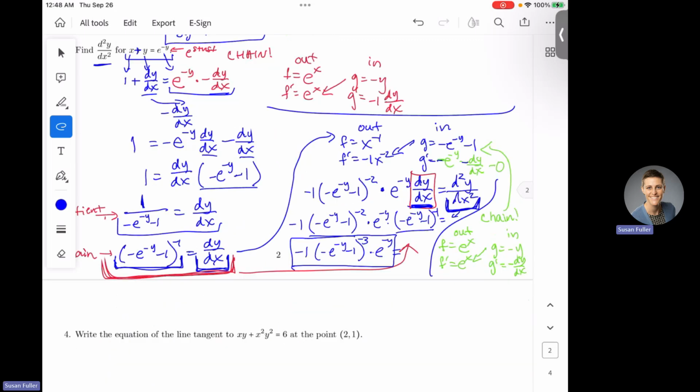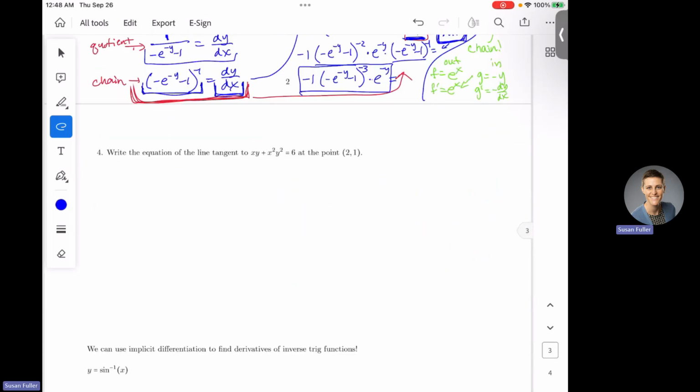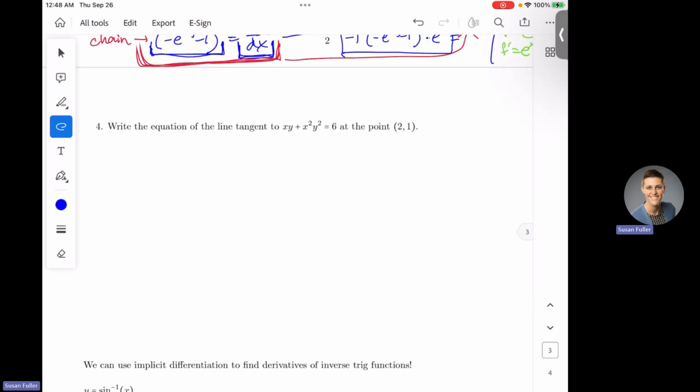All right. And then one last thing before we kind of switch gears is what if I want to write the equation of the tangent line? This is something that we haven't done in a hot minute. To write the equation of the tangent line, that means I want the equation of a line. And what does the equation of a line look like?